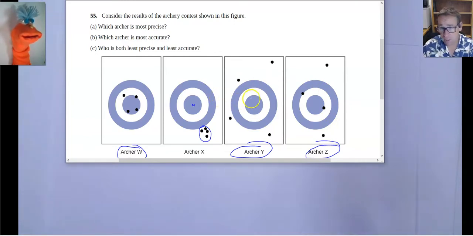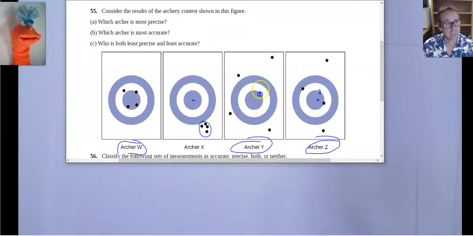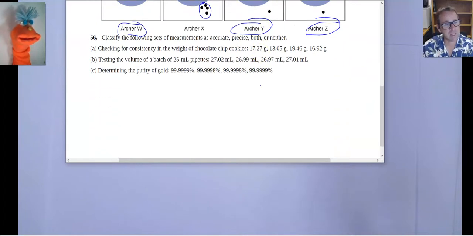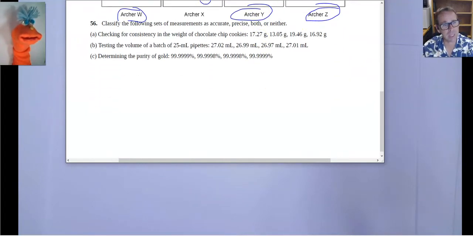Now accuracy here would probably be measured by the average location. I don't know, what do you say? The average location here would probably be right about here. What do you think? Well, maybe a little bit closer, maybe over here. So which one of these is more accurate would be hard to say. But if you're not very precise in your measurement, your accuracy really doesn't matter too much. So, okay, 56. Classify the following set of measurements as accurate, precise, both, or neither.